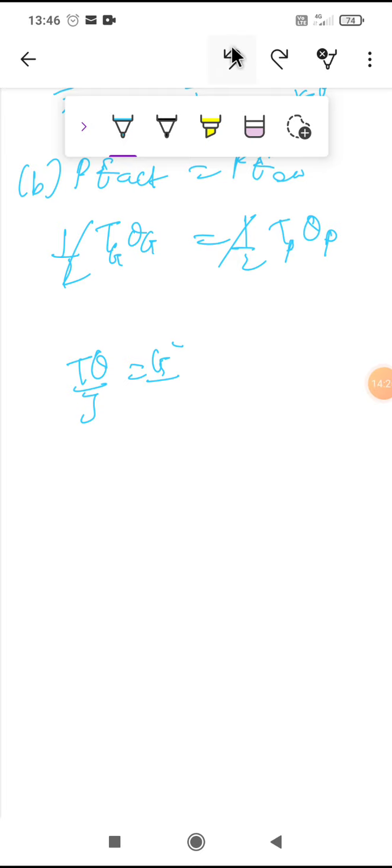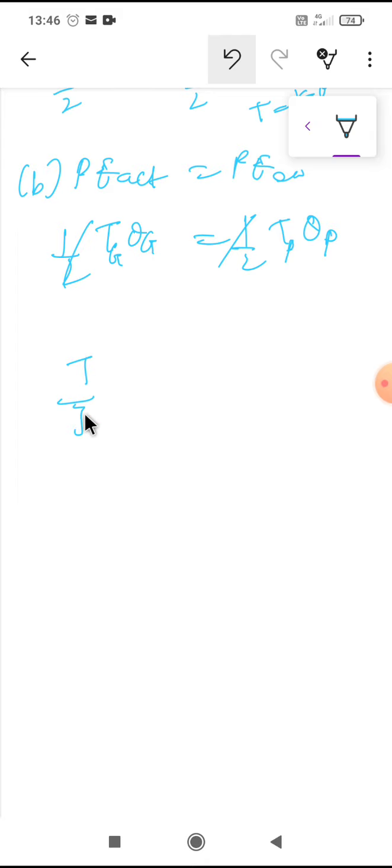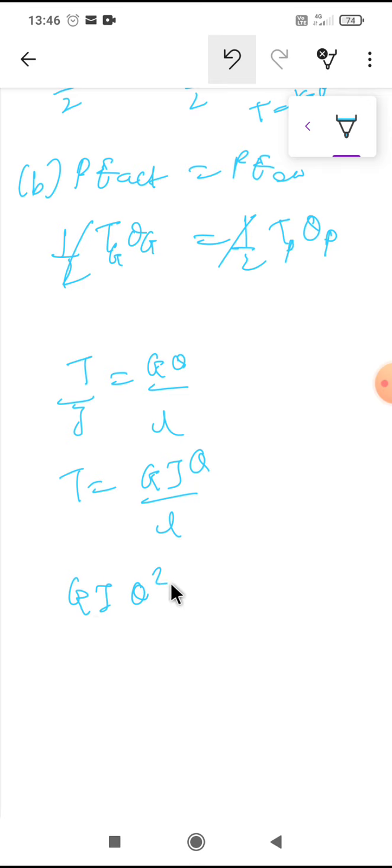Here as we know that the formula is T by J is equal to G θ by L. So this is the formula if I want to find T. So I will get T is equal to G J θ by L. So here we will use this formula. So instead of T we will get G J θ square by L, is equal to G J θ square by L.